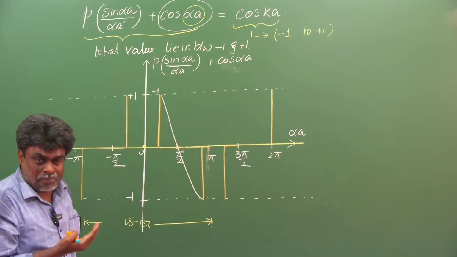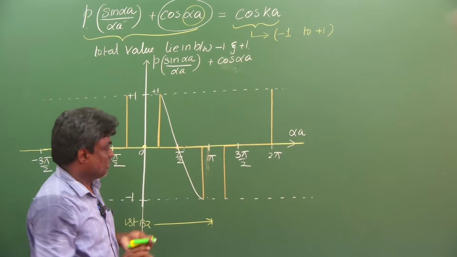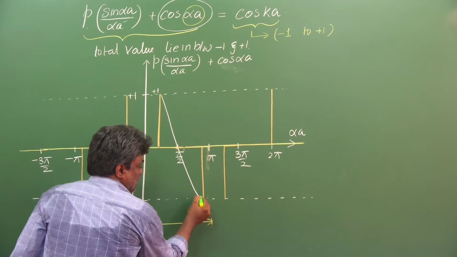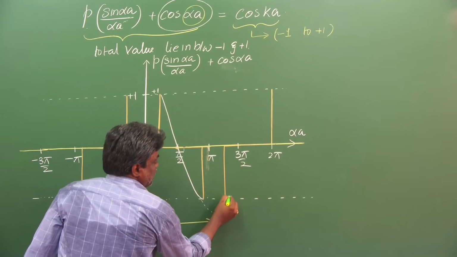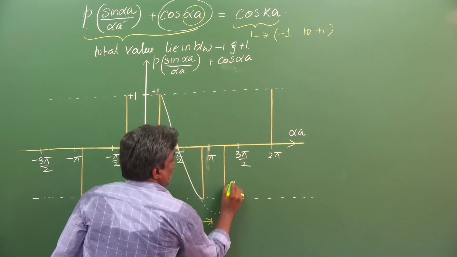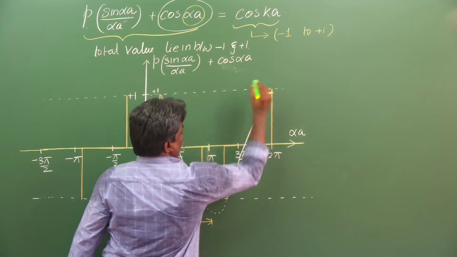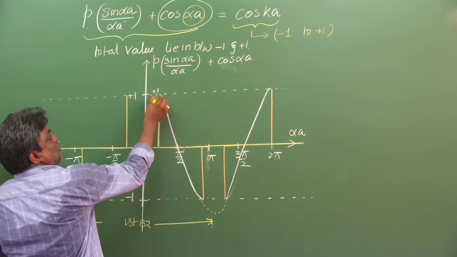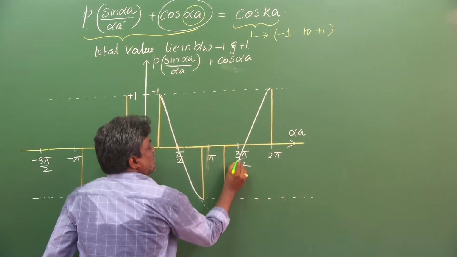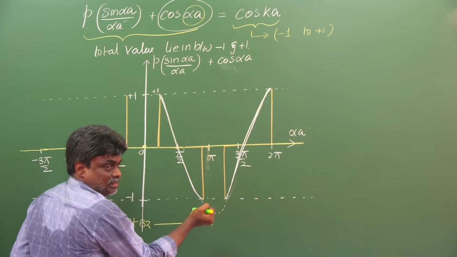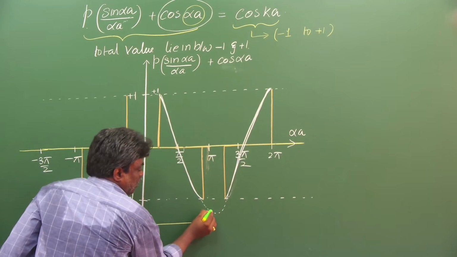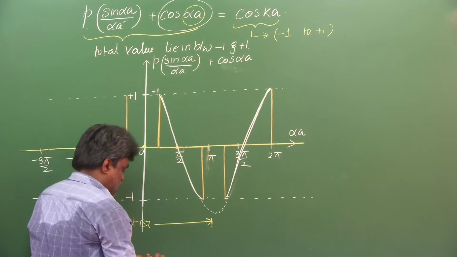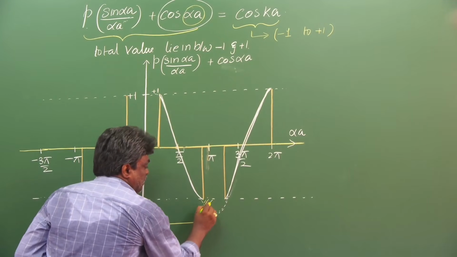Again coming towards pi, it will be minus 1. Now only this is allowed. That means if you extend this, carefully observe, here this is the allowed energy band, this is the allowed energy band, but here we are getting beyond minus 1, is it allowed? That is why this is forbidden.